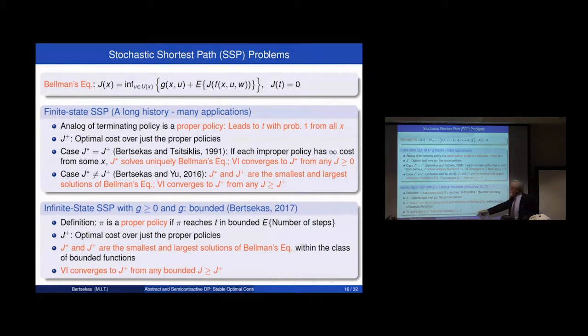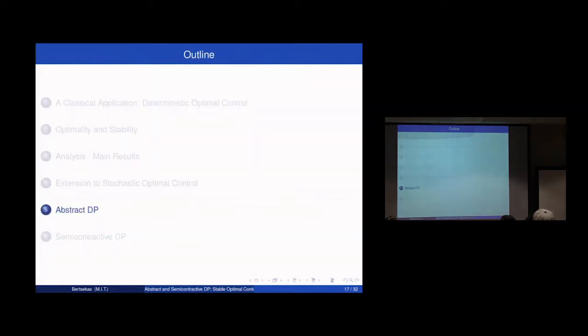You also have a value iteration result for this. Okay, so here's where we stand in deterministic shortest path problems with infinite state space, and with stochastic shortest path problems. And now let's try to generalize on this and show and illustrate how the results that I've given you manifest themselves within a broader context of an abstract dynamic program.